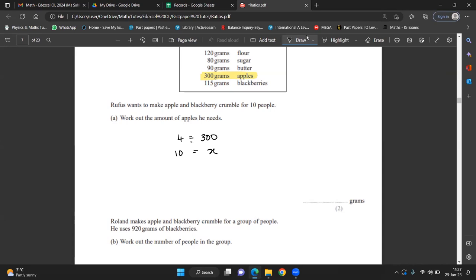Okay, so when we cross multiply this, we get 4x equals 3000. Divide both sides by 4, x equals 750. That's the right answer. All of you got that?